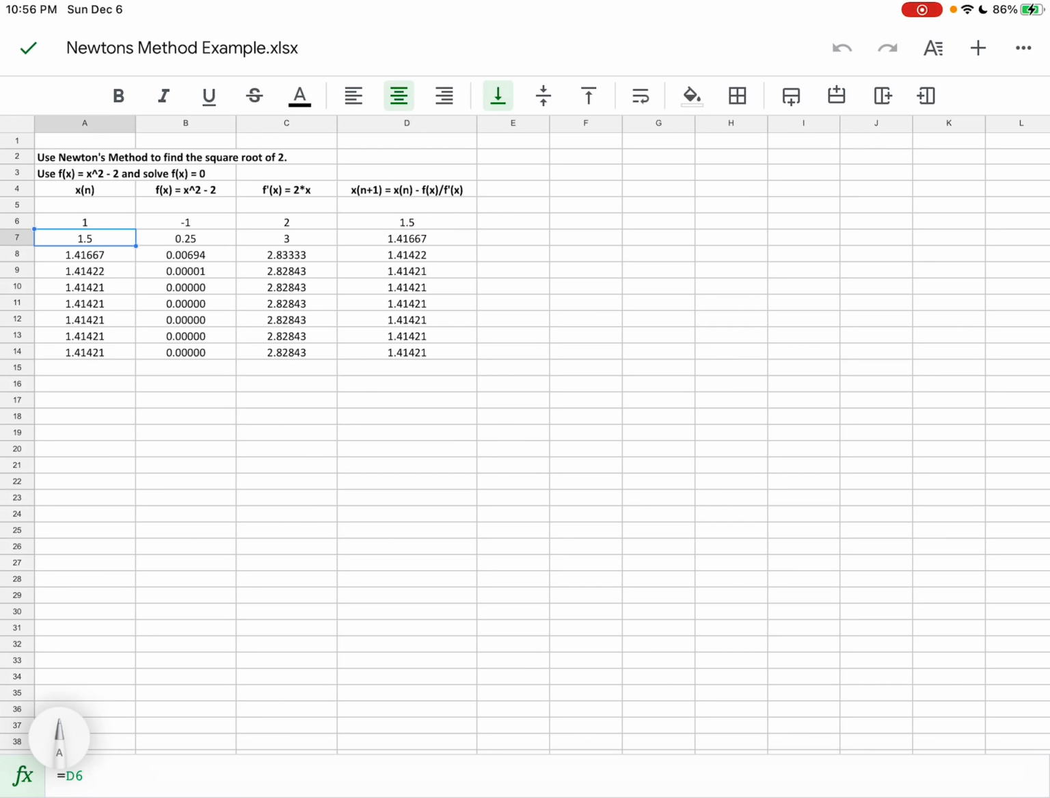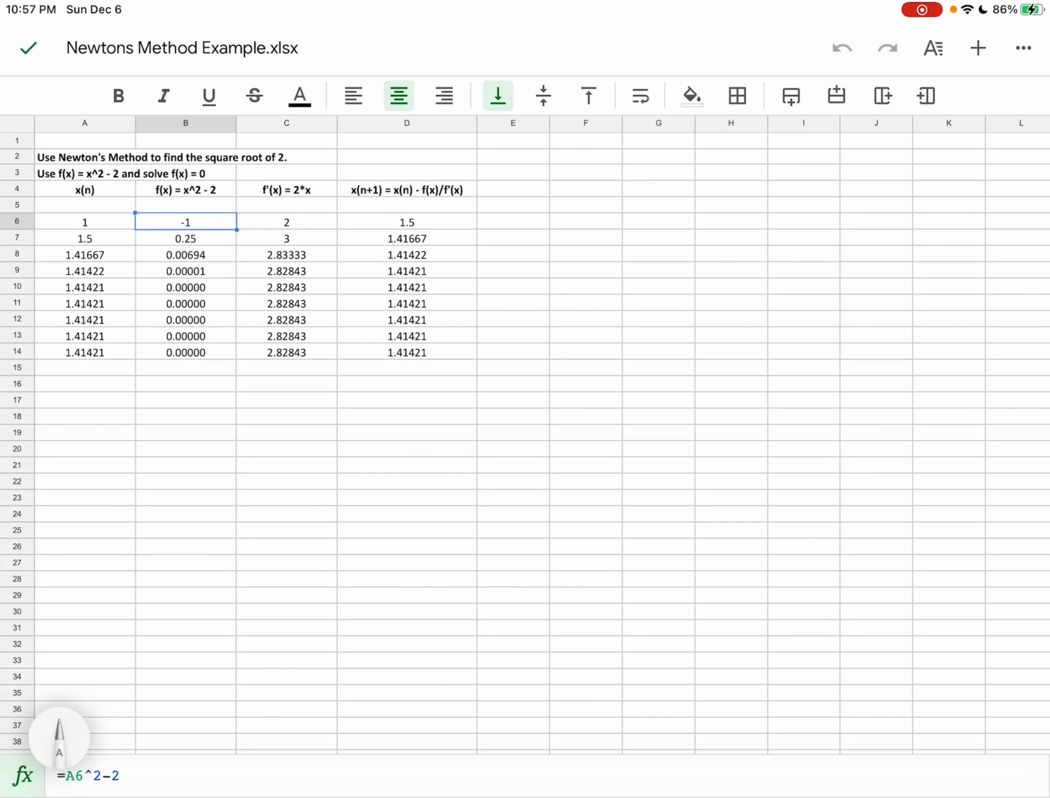And so now, what am I going to put here? That's going to be my next x2, right? This is my x sub 1, and the next row is going to be my x sub 2. So whatever this calculation is going to be my next approximation so that I can begin again. So I just say it's going to equal that D6.